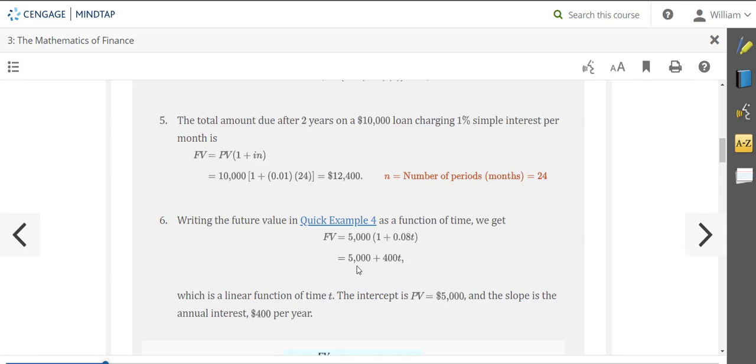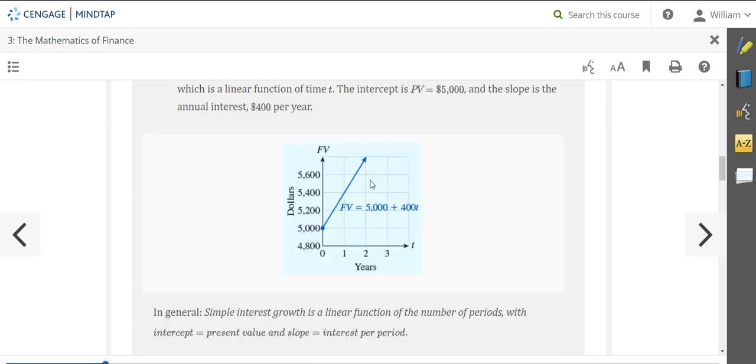And the y-intercept, or the FV-intercept, is when the present value equals 5,000, because the y-intercept is the 5,000, and the slope is $400 per year. So that function looks like this. So as time increases, the future value increases like this. And this was the equation that we saw. If we graph it on an FV-T curve, then it looks like that straight line.